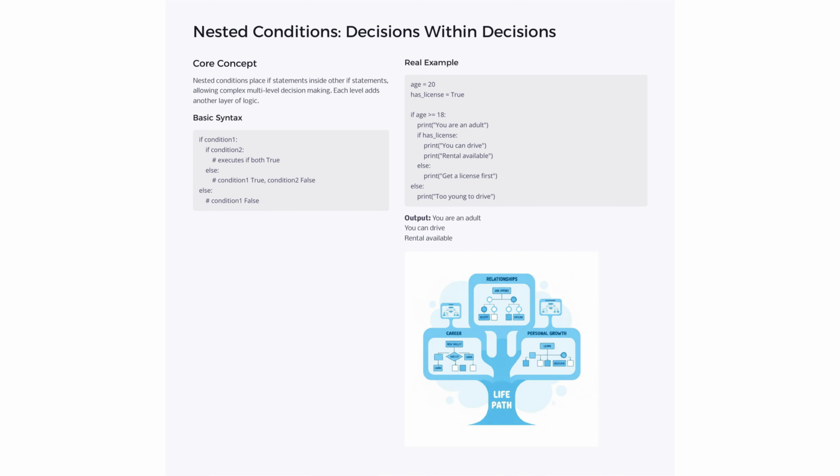Nested conditions allow for multi-level decision-making by placing if statements within others. For example, if age is 18 or older, check if the person has a license. If both are true, they can drive and rent a car. Otherwise, they need a license. This structure enables complex logic handling.